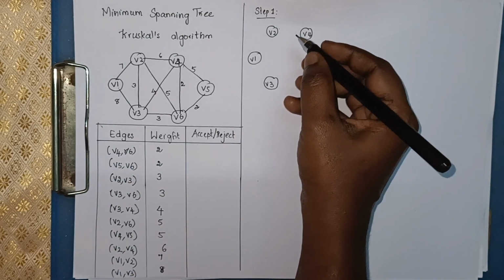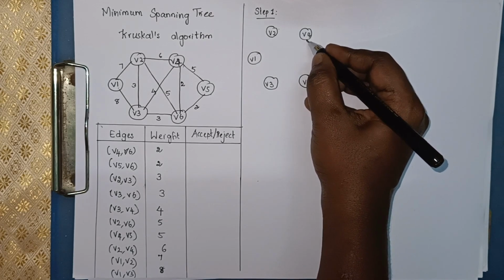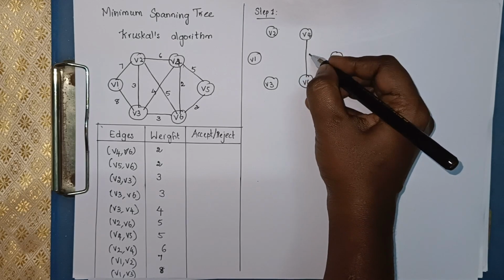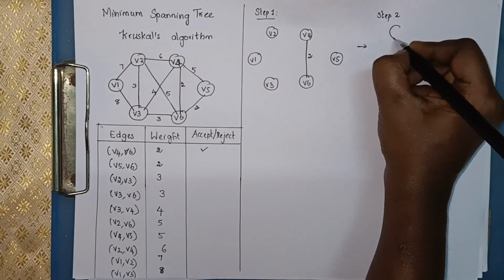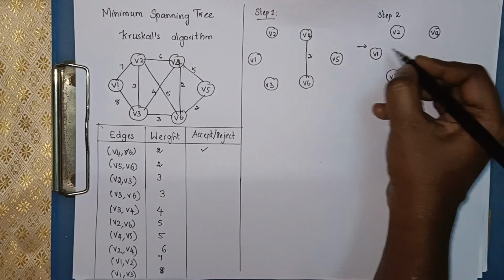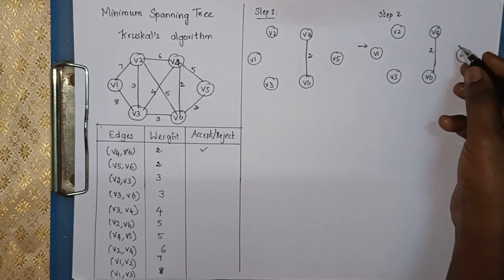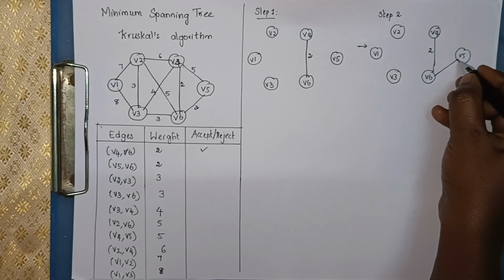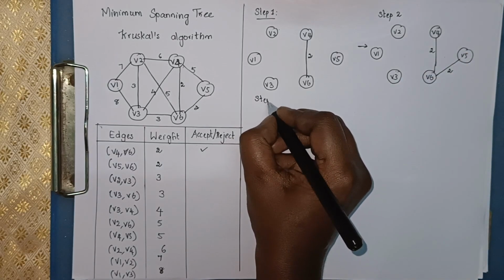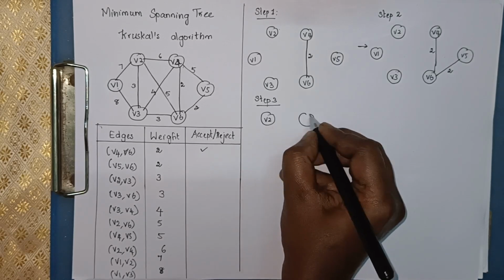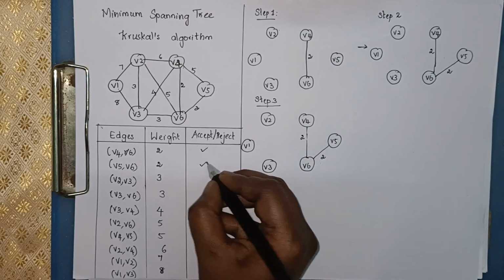When we draw a line from V4 to V6, we have to check whether there is any cycle formed. If there is no cycle, then it's not an issue, you just directly draw a line. So this is accepted. Next, we check whether this will form a cycle. It doesn't form a closed loop or a cycle, so you just draw the line and mark it as 2. Okay, so we are continuing. Step 3. So this is accepted here.